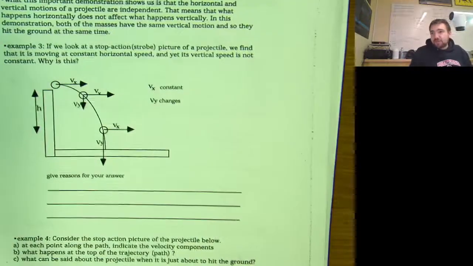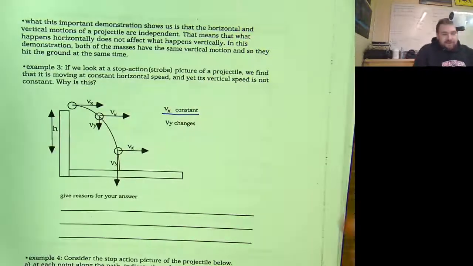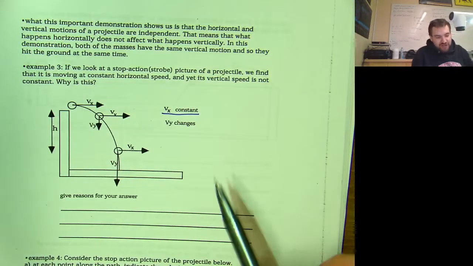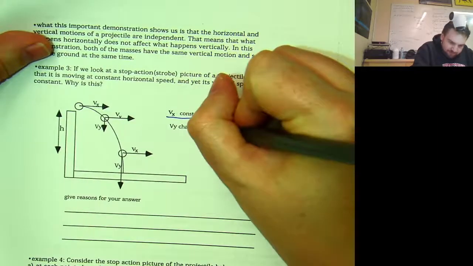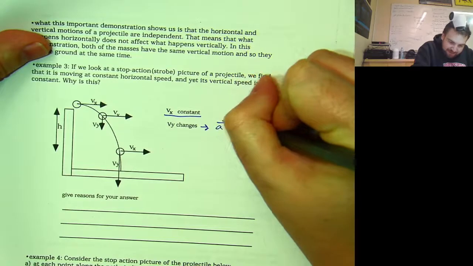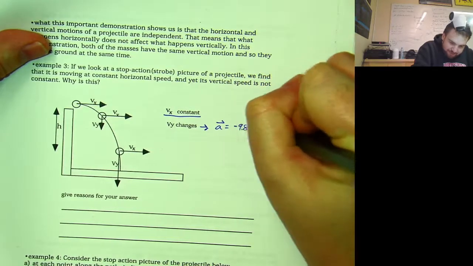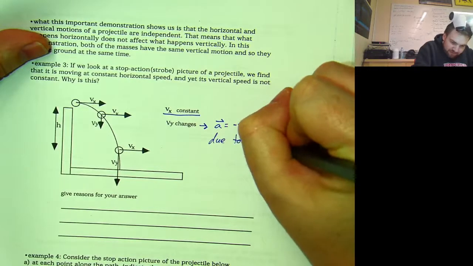So you've seen this before, but it's important to remember that your Vx is constant always. The acceleration due to gravity doesn't change this. But Vy is changing. Well, why? Because acceleration due to gravity is equal to negative 9.8 meters per second squared.